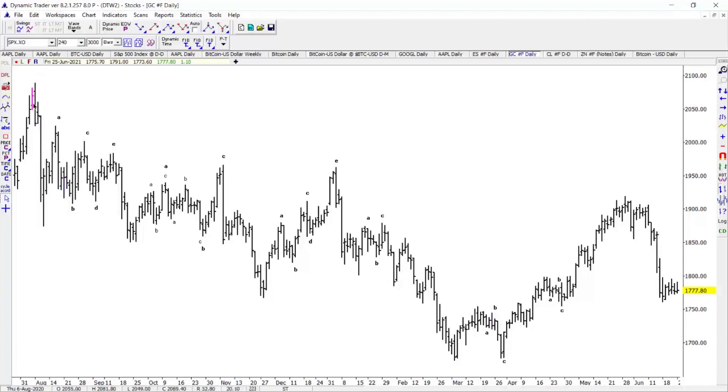This is gold. We had a sharp decline. Contracting triangle, A, B, C, D, E. I mean, early on, this was giving you all the signals that it's making a correction.